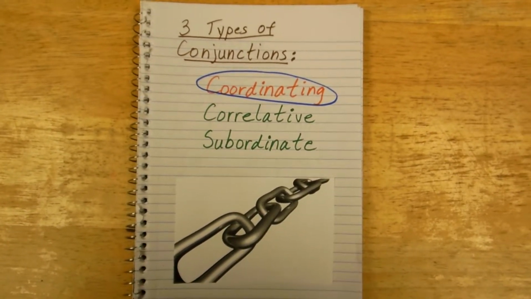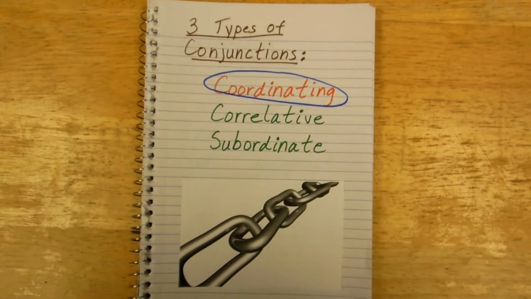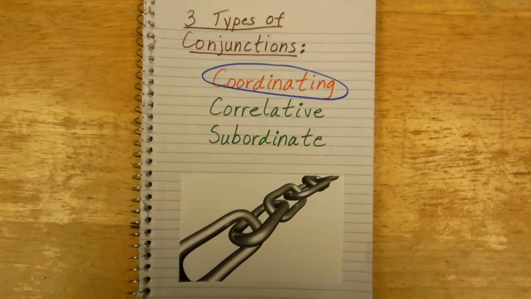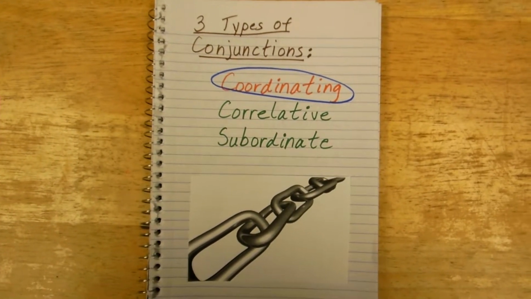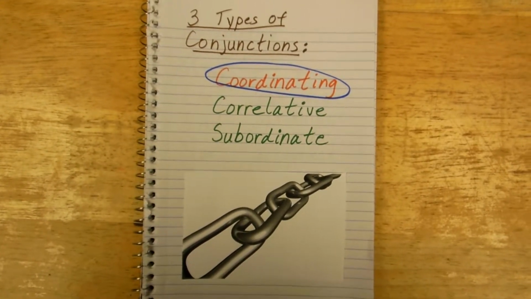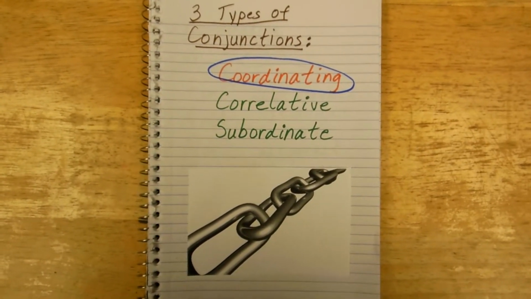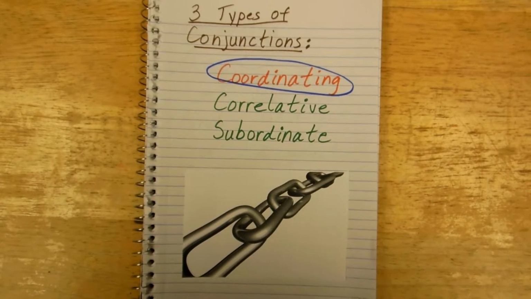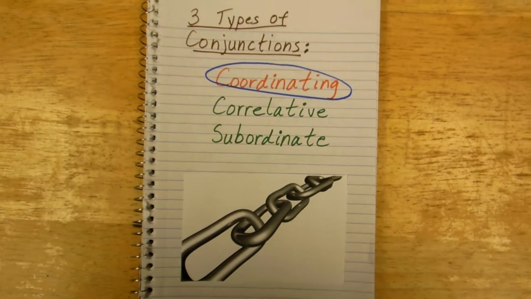So the first thing that we're going to talk about today is going to be conjunctions, and of course there are three types of conjunctions. There are coordinating conjunctions, which are the kind of conjunctions that we're going to talk about today on this video. There are correlative conjunctions and subordinate conjunctions.